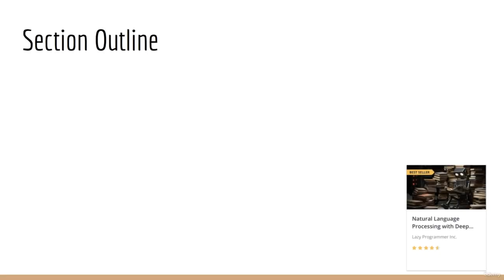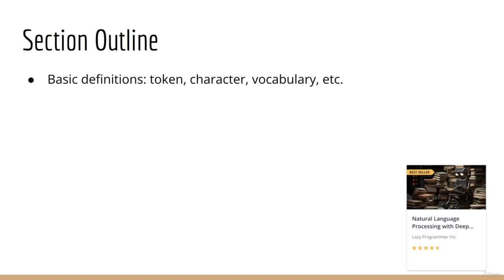Okay, so now that we know the fundamental purpose of this section, let's go through an outline of what we will discuss. We'll start with just some basic definitions in NLP. Specifically, you'll learn about terms like token, character, and vocabulary. Many people already know what these words mean, but some do not. So just for completion's sake, we will discuss what all of these words mean.